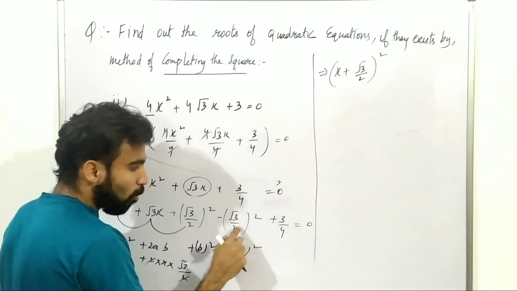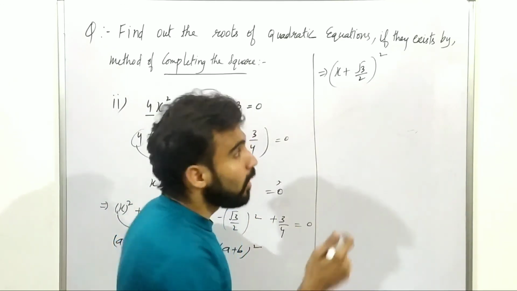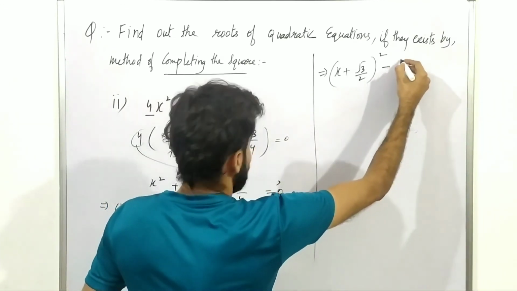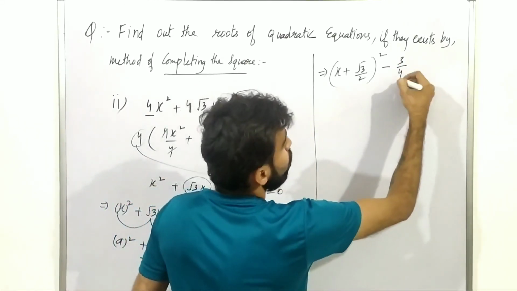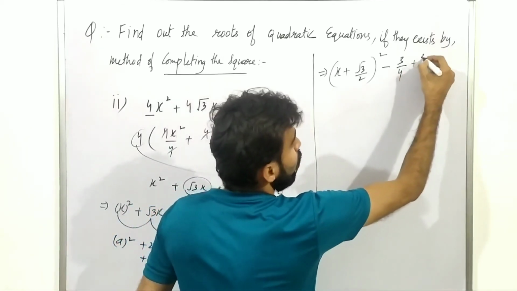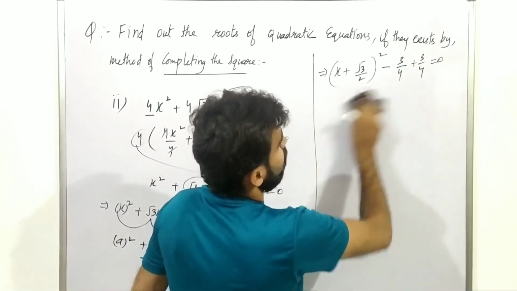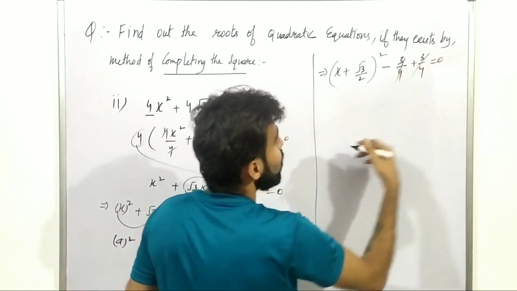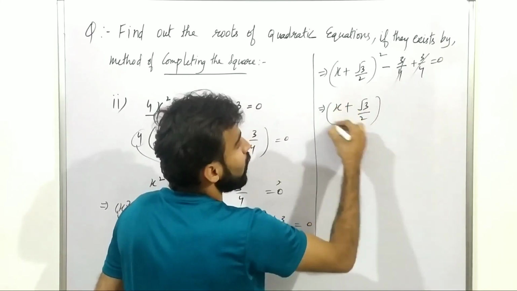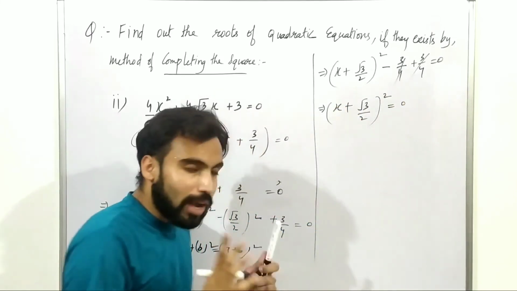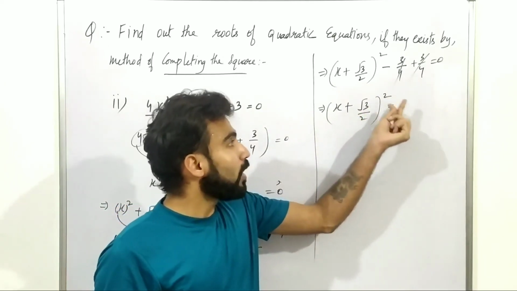Further, if I open the square here, root 3 square is simply root 3 cross root 3, that is 3. So that will be 3 over 2 square, which is simply 4, and plus 3 by 4 equal to 0. Let me rub it clear here. Now you can see they will cancel out simply. So that will be x plus root 3 over 2 whole square equal to 0. Now we are here.